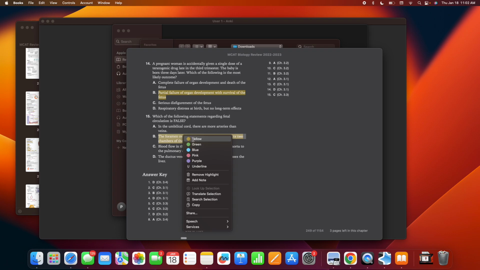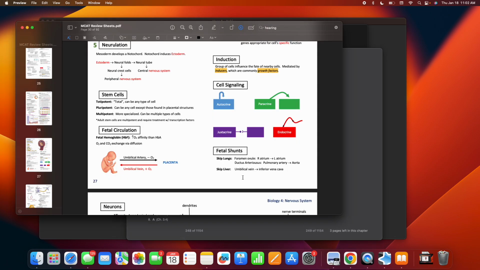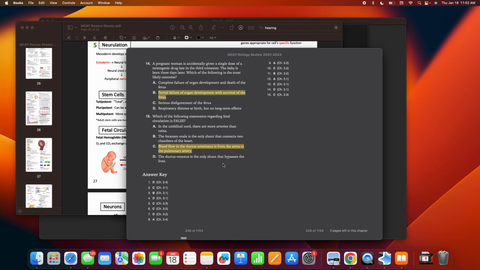Yeah, but that is correct actually, this one, because the two chambers are the left and right atrium, and the ductus arteriosus is between the pulmonary artery and aorta. Ductus venosus is the only shunt that bypasses the liver. I didn't know this was called the ductus. Yeah, we don't have the name here, but apparently this is ductus venosus. Okay, yes, we answered it correctly. For 14, it was D, not this one.